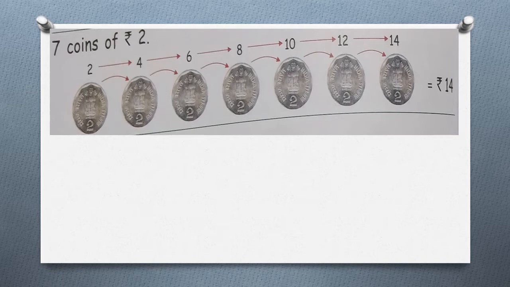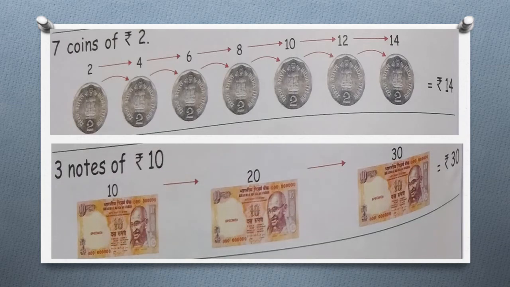Next one, 3 notes of 10 rupees. First you see, first one 10 rupees plus again 10 rupees, then we will get 20, again a 10 rupee note, then 20 plus 10 is equal to 30. When we add these notes together, we will get 30 rupees.